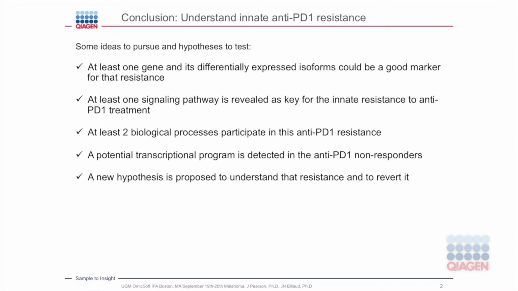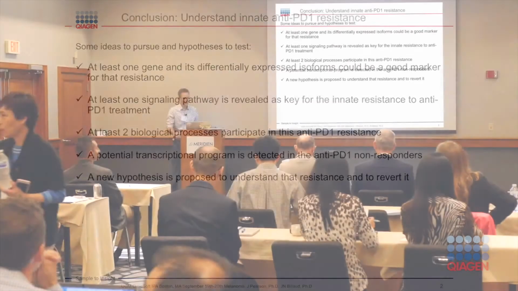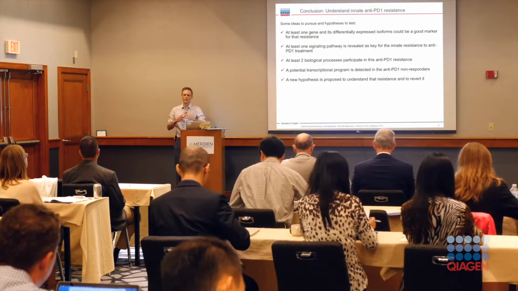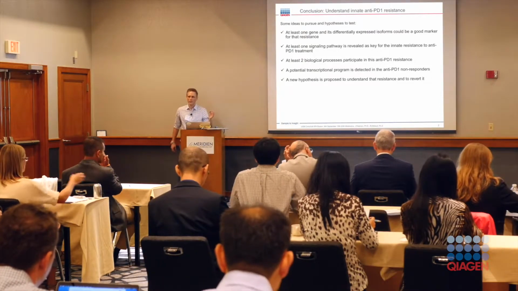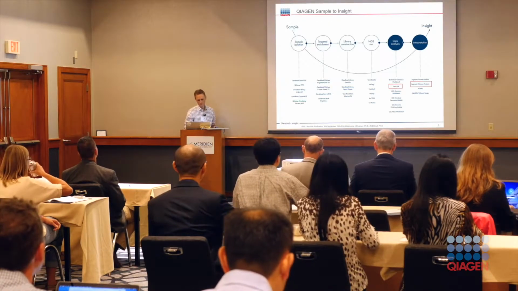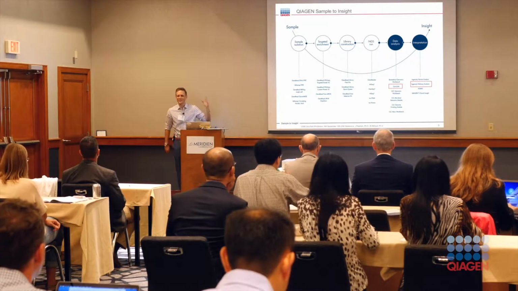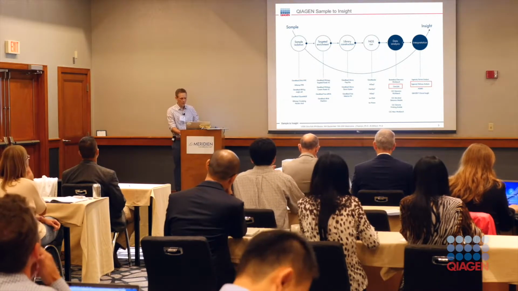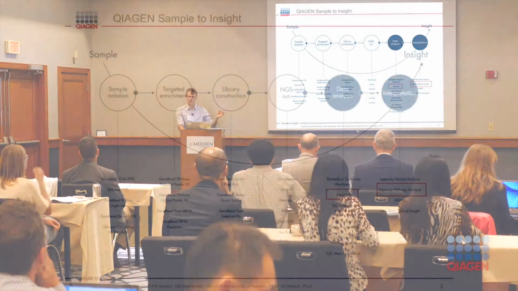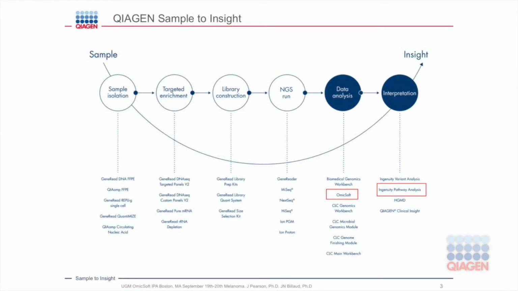put these all together to identify a full transcriptional program that is detected specifically in non-responders to anti-PD-1, and finally generate an actual testable hypothesis about the kind of underlying biological mechanism and a way to actually revert this experimentally. If we're looking at the QIAGEN sample to insight workflow, we'll be focusing on the last two steps, that is data analysis, which is Omicsoft's strong suit, and then the higher level interpretation, which is the focus of IPA.